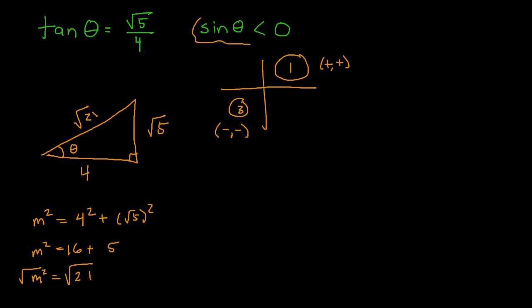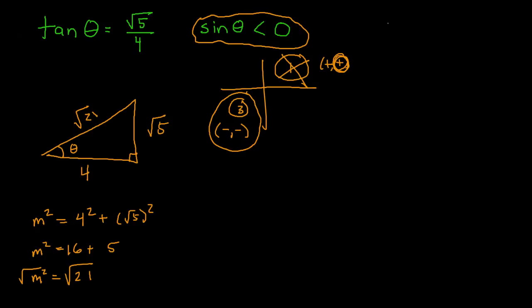And that's where this other piece of information comes in handy. Now remember, sine is the y-coordinate. So what I'm telling you here is that the y-coordinate is less than 0. Well, if the y-coordinate is less than 0, I must be in quadrant 3. I am not in quadrant 1 because in quadrant 1, the y-coordinate is positive. So this tells me that not only is sine less than 0, so is cosine.